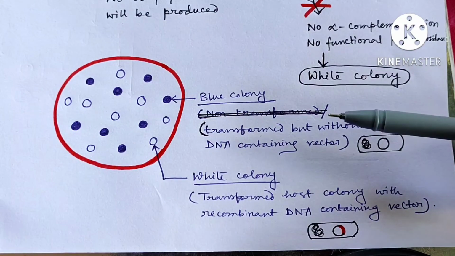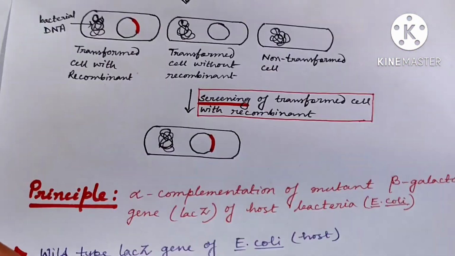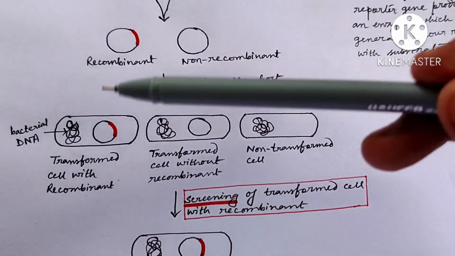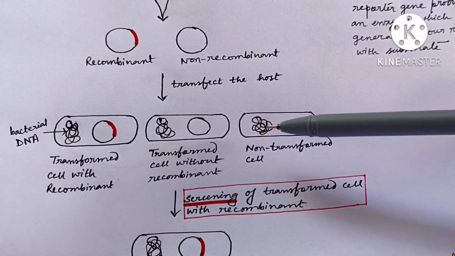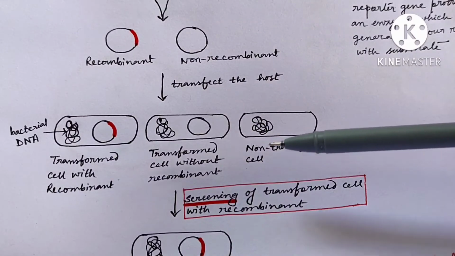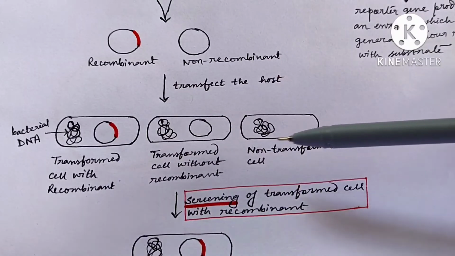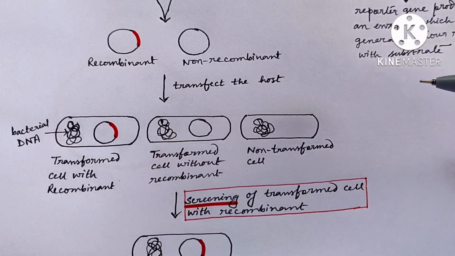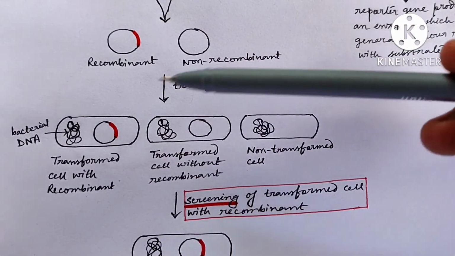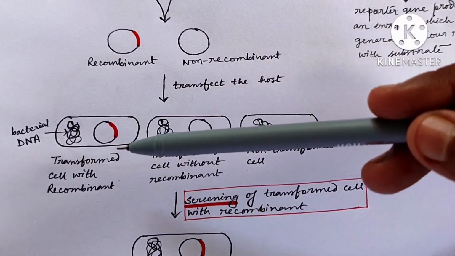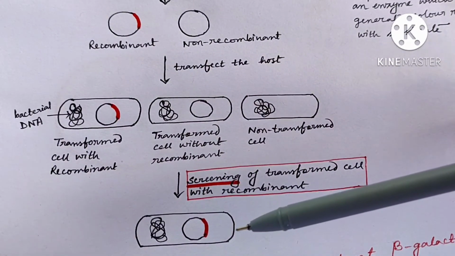before doing this blue-white screening. So at the first step, when you are getting 3 types of cells, just after this step you need to do another method to divide these 2 cells from this one, so that the non-transformed cells will be on one side and the transformed cells on the other side, and then between these 2 cells you will screen for the transformed cells with recombinant DNA.